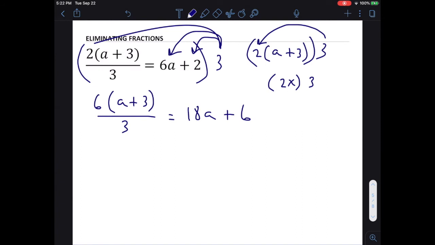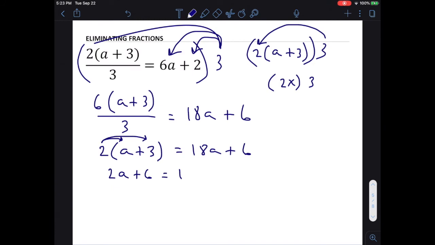Let's keep going. So now when we simplify this for the same reason that I just went through, we can take the 6 and just divide it by 3, and we end up with 2 times A plus 3. And then we have 18A plus 6 on this side. Okay, so then, boy, we got a lot to do here. So we've got more distributing to do. So we have 2A plus 6 equals 18A plus 6.